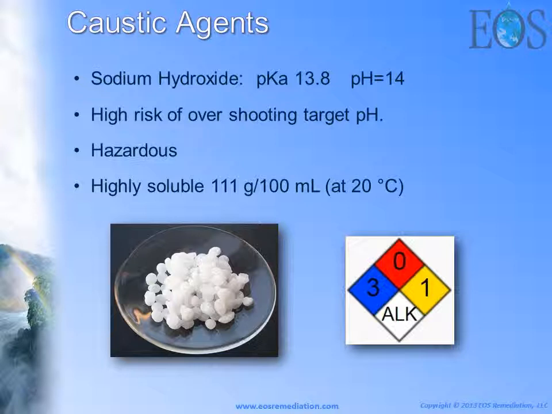Caustic agents like potassium hydroxide and sodium hydroxide, if you recall the table I showed a couple of slides ago, have very strong alkalinity, and they have a very high pKa, or equilibrium pH, somewhere around 14. This is kind of a good or a bad thing. It's bad because it's very easy to overshoot your target pH, and so you can easily shift the system from an acidic condition to an extremely alkaline condition and kill the aquifer. The other thing about these agents is they are hazardous.